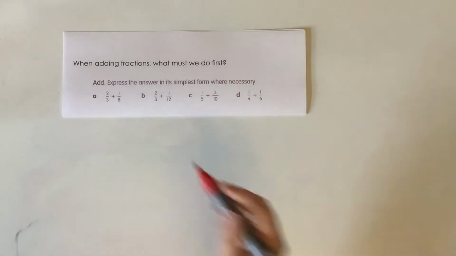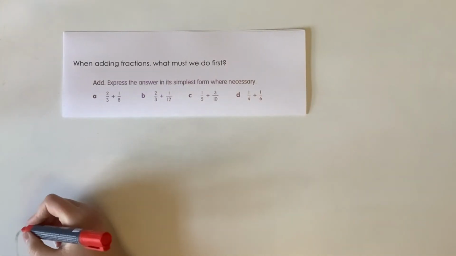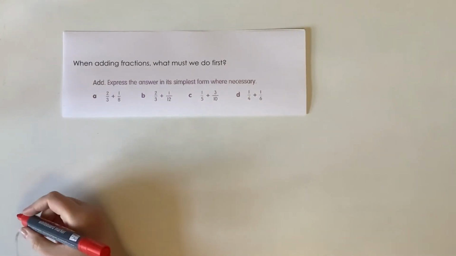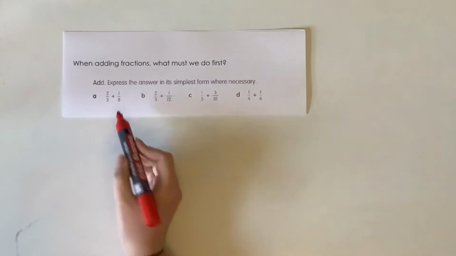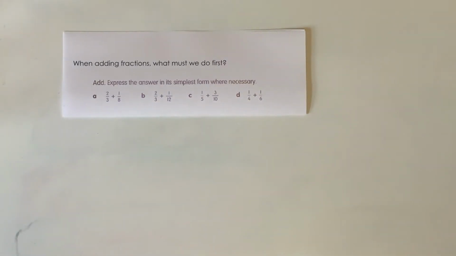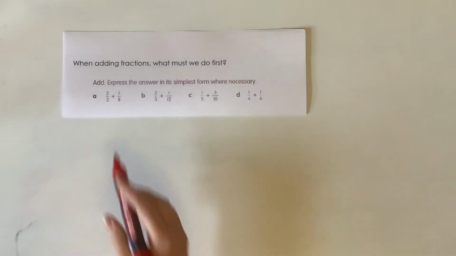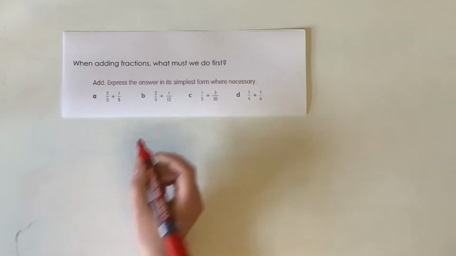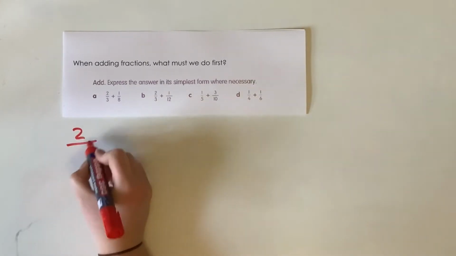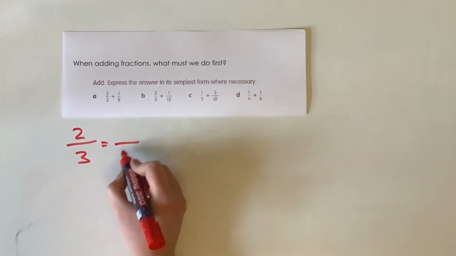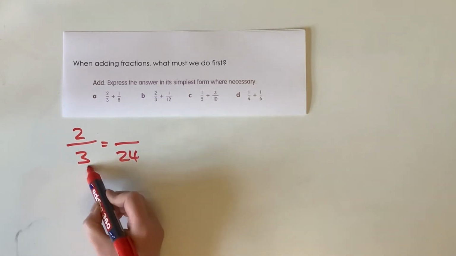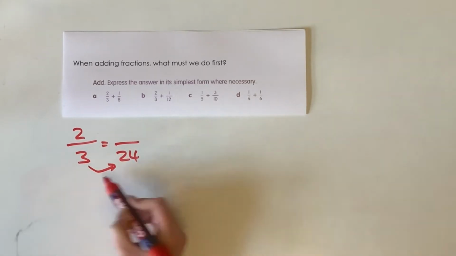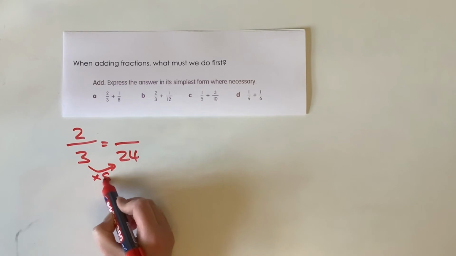2/3 add 1/8. First thing I need to do is make them like fractions. So the way that I do that is by looking at my denominator. What is the lowest common multiple of 3 and 8? Lowest common multiple of 3 and 8 is 24. So I need to convert them into equivalent fractions where the denominator is 24. I think, what do I times 3 by to get 24? I multiply it by 8.